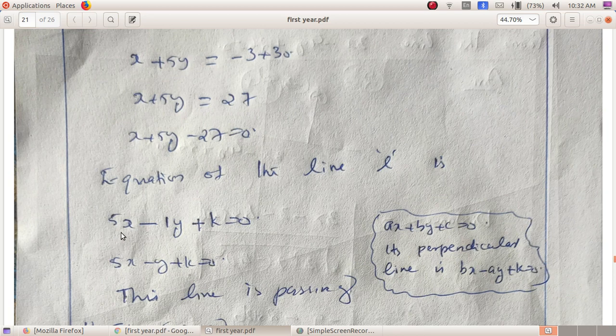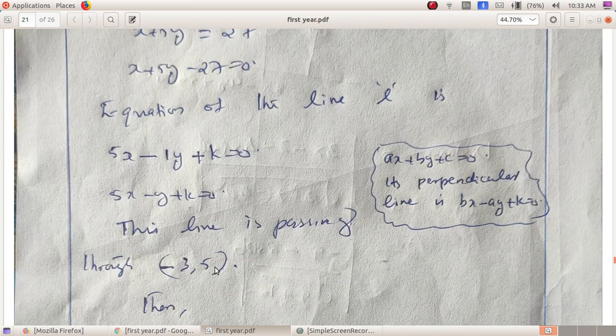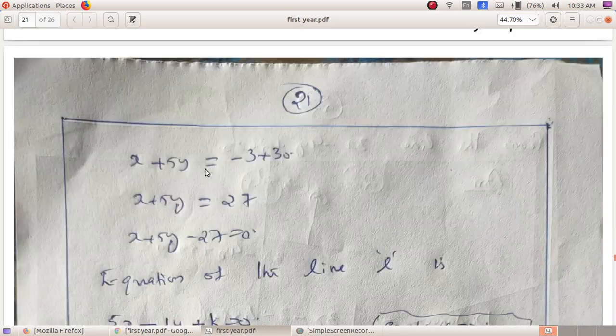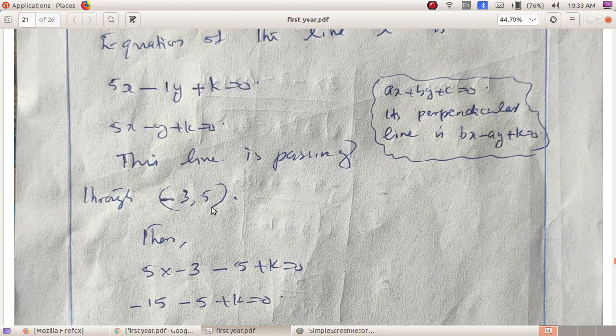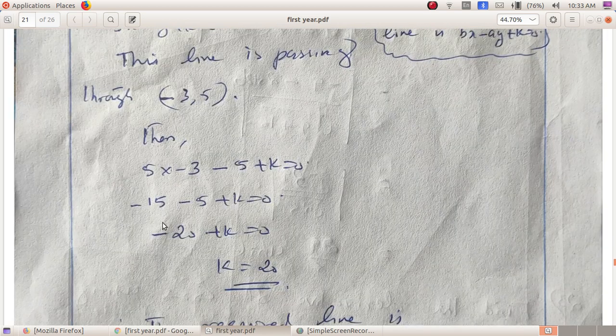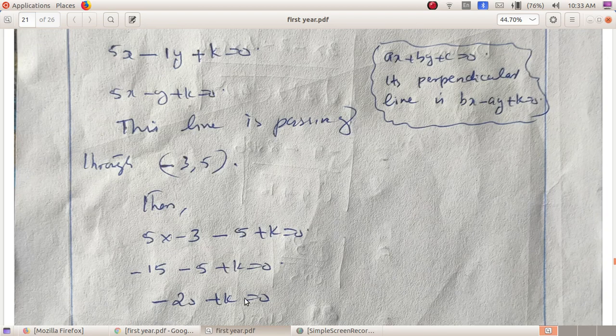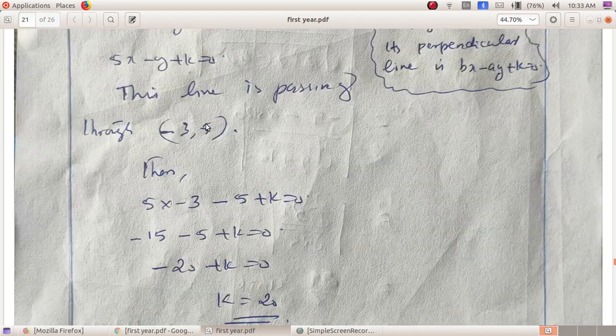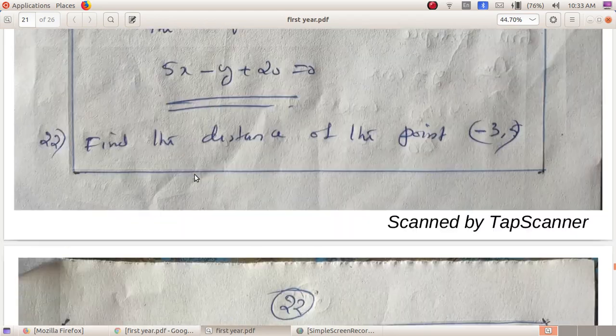So the required line will be 5x minus y plus k equal to 0. And by the question, this line 5x minus y plus k is passing through minus 3, 5. Then you replace x by minus 3 and y by 5. So 5 into minus 3 minus 5 plus k equal to 0. Minus 15 minus 5 plus k equal to 0. Minus 20 plus k equal to 0, and hence k is equal to 20. Then you replace this 20 for k. 5x minus y plus 20 equal to 0 is the required line.